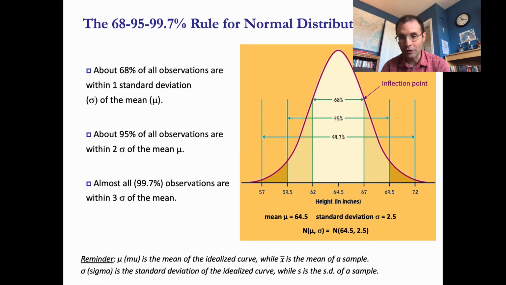I can go back and forth the other way as well. I know I'm at a point where I've got 84% of the distribution to the left of this point and 16% of the distribution to the right. What does that mean in terms of standard deviations? It means I'm one standard deviation above the mean.